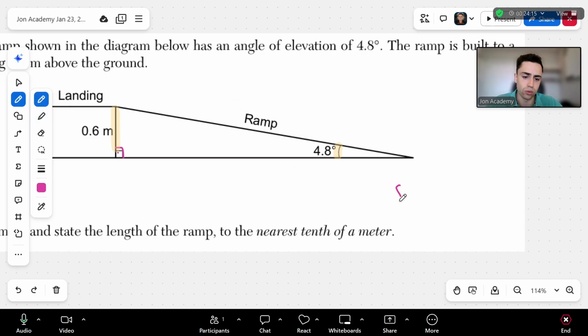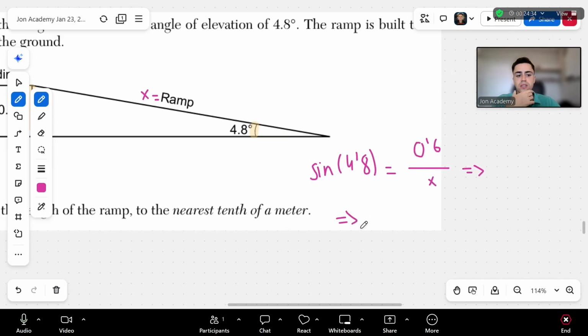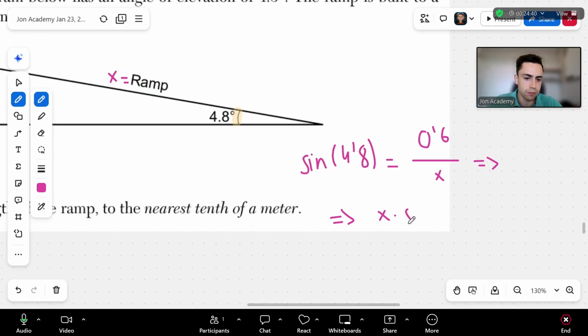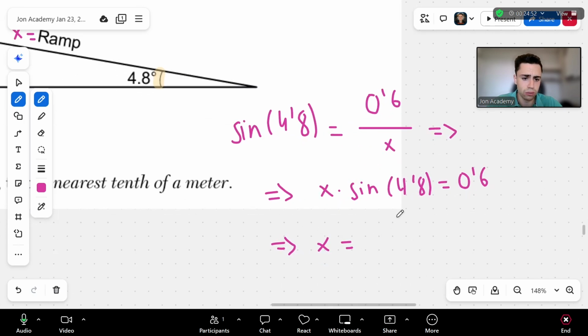So it's gonna be using the sine. Sine of 4.8 degrees equals opposite, which is 0.6, divided by ramp, which we can call x also, no? It's the unknown variable. And now we are solving for x here. So it will be bringing the x to the left, multiplying first, no? x times the sine of 4.8 equals 0.6. And then you divide by the sine again to leave the x alone on that side, no? 0.6 divided by sine of 4.8.